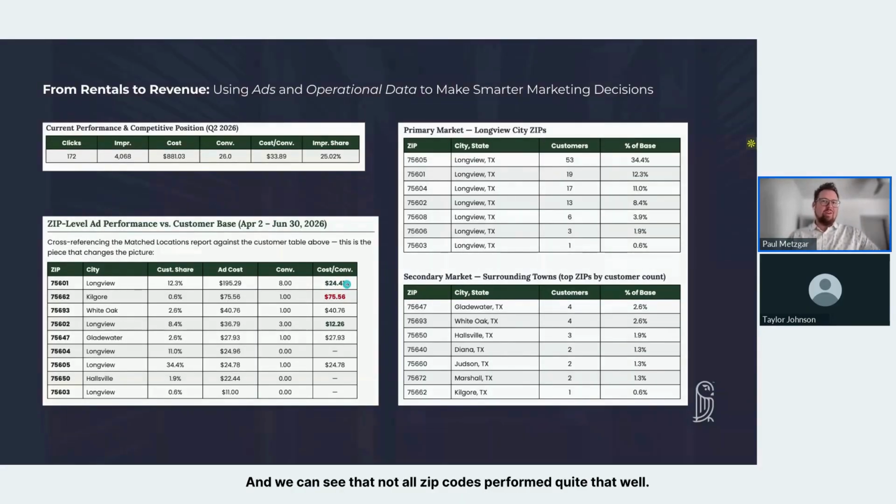And we can see that not all zip codes performed quite that well. Granted, we're working with very small numbers. That's, again, another inherent challenge of self-storage is we don't have hundreds or thousands of conversions on a monthly basis, or in this case, a quarterly basis. So we really have to be cautious not to assume patterns too soon. But again, this gives us an idea of some of those themes.